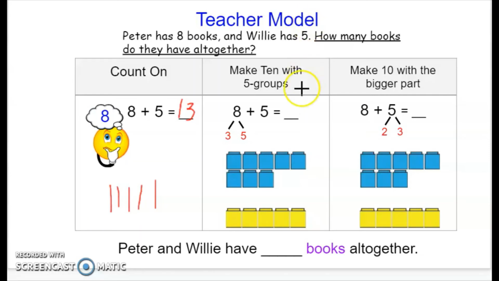Now let's go ahead and try the same problem but using make 10 with 5 groups. So watch me. I have 8 plus 5, which is the same number sentence that we decided on earlier. However, now I'm going to break 8 up into 3 and 5. What do you think I'm going to do next if I'm going to make 10 with 5 groups? Go ahead and talk to a friend or a family member.